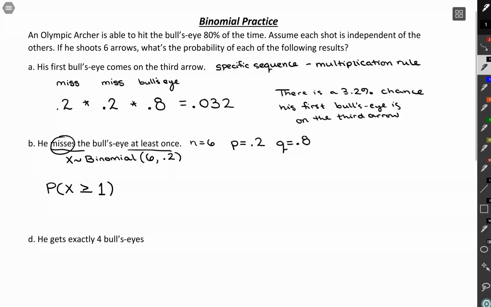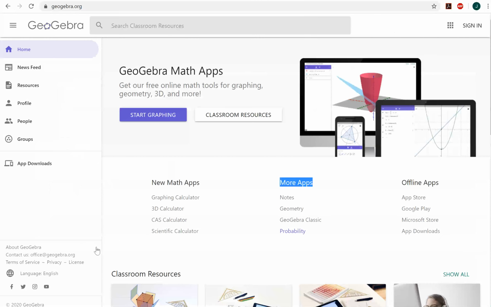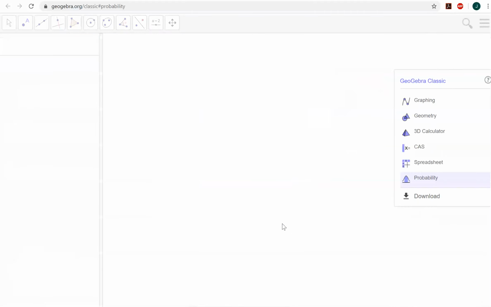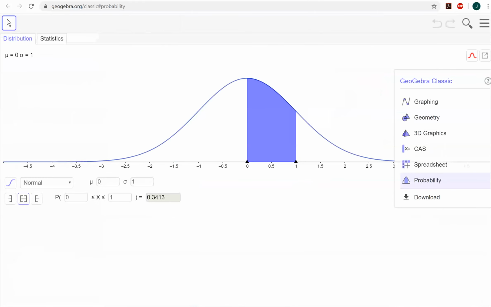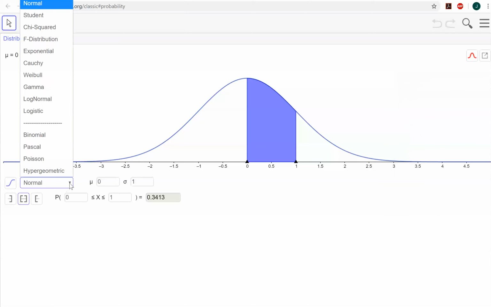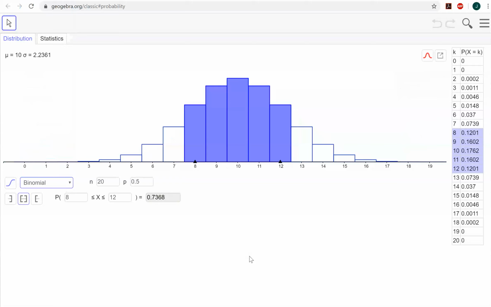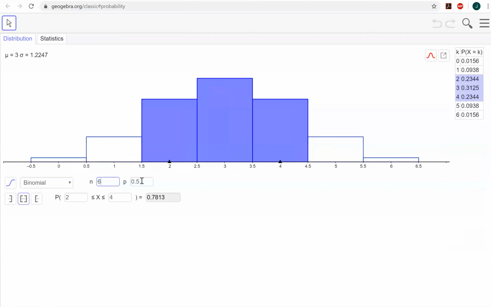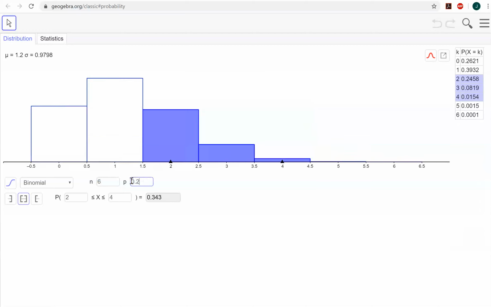And now this is where I'll go to GeoGebra. So just to show you again how to get to the screen we want to, here's GeoGebra. You'll want to go to More Apps, and we're doing probability. And when we open up probability, it's always going to go to the normal model. So we need to switch. So first go over to our drop-down menu and switch to binomial. And then before you calculate anything, you need to change your number of trials, which in this case is 6, and probability of success, which in this case is 0.2, and it'll adjust accordingly.